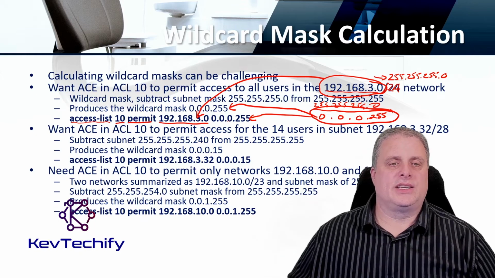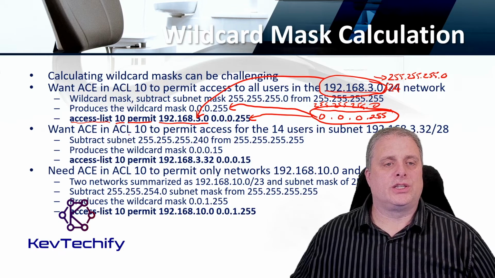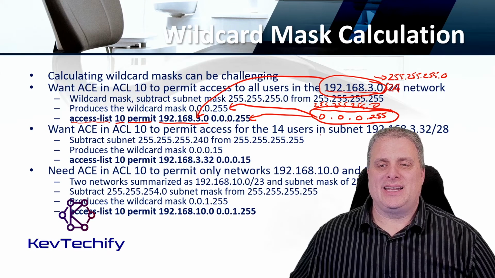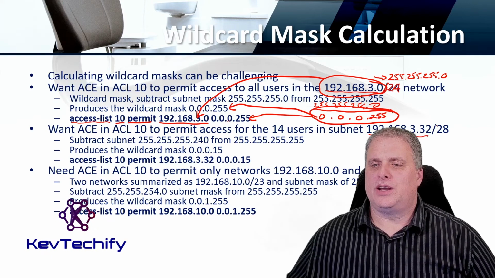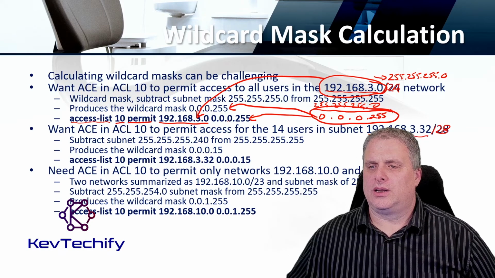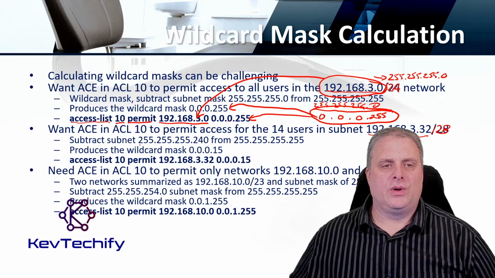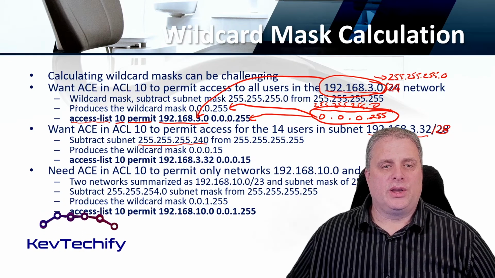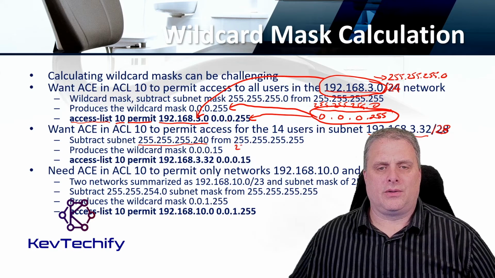Okay, in our second example, once again, we want to create an access control entry on access list 10 to permit the 14 users in this particular subnet. Here's the network address for those 14 users. Here is our /28 in a slash notation. If we convert that slash notation, we get 255.255.255.240. We can subtract that from 4 255s. We could write that down here.